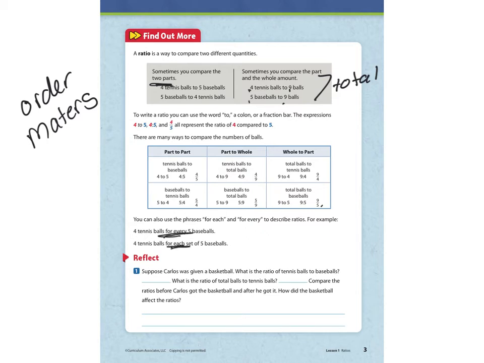So the reflect question, I'm going to read it and then I want you to try it on your own. Pause and try it and then check your work. Suppose Carlos was given a basketball. What is the ratio of tennis balls to baseballs? What is the ratio of total balls to tennis balls? Compare the ratios before Carlos got the basketball and after he got it. How did the basketball affect the ratios? So take a second, hit pause, try to solve, and then come back and check your work.